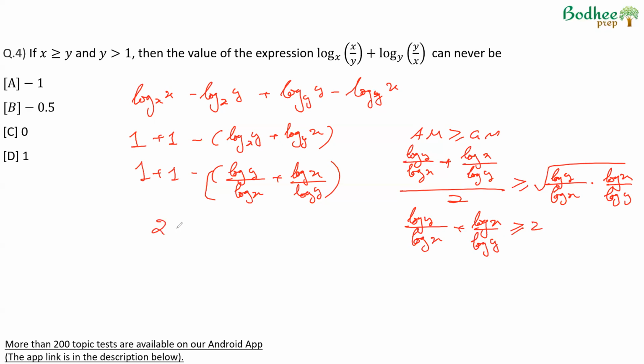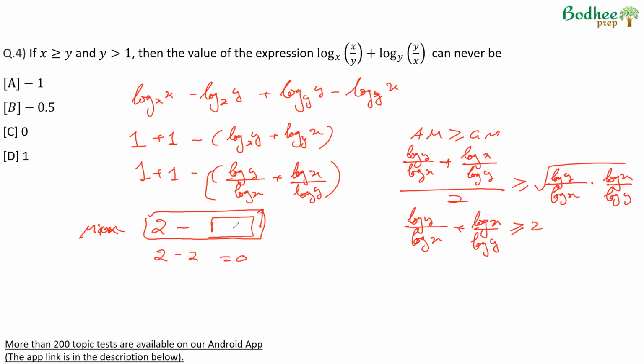Now here we have 2 minus something which is greater than or equal to 2. So the maximum value that this can take is 2 minus 2, which is 0. As this term increases, the entire expression will become successively negative, and therefore the value will keep on decreasing. Minus 1 is possible when the term becomes 3. Minus 0.5 is possible when this becomes 2.5. 0 is possible when this becomes 2.